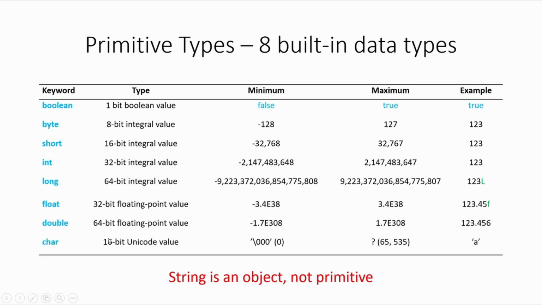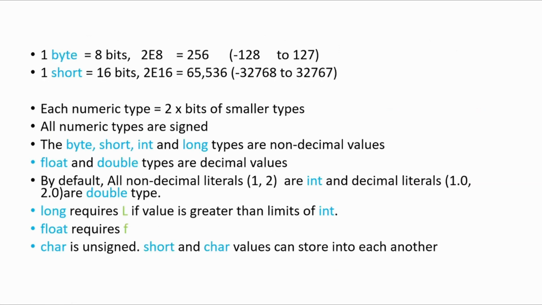For the character, you can either write a character or an integer value between 0 to 65,535, which is the limit of 16 bits. So we have not divided each side as we have done on the short. The reason why, because characters are strictly positive. The string is an object, not primitive. Remember that. The same thing I have explained here.